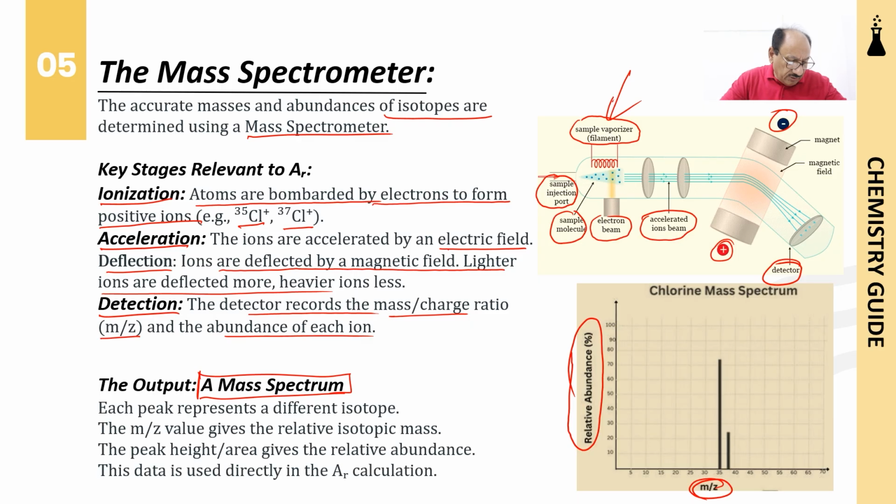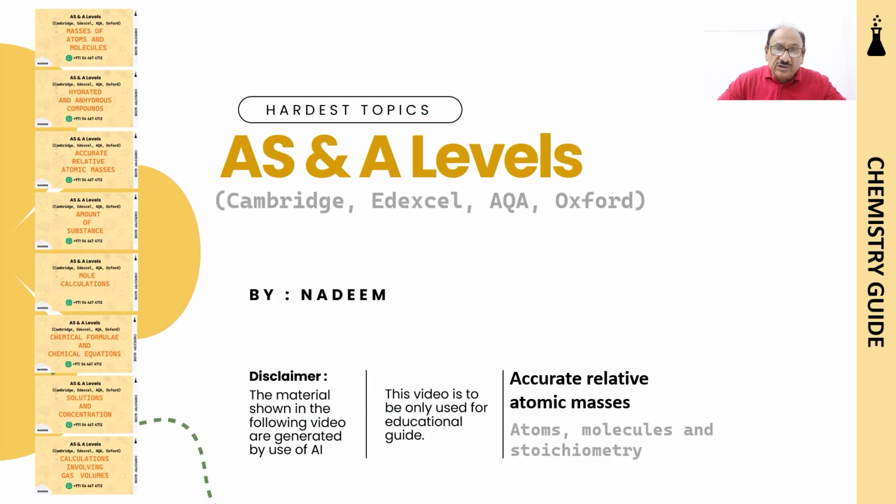And we get peaks. Each peak represents a different isotope. The mass-to-charge value gives the relative isotopic mass, and the peak height or area gives the relative abundance. This data is used directly in the relative atomic mass calculation. Hopefully you understood each and everything.